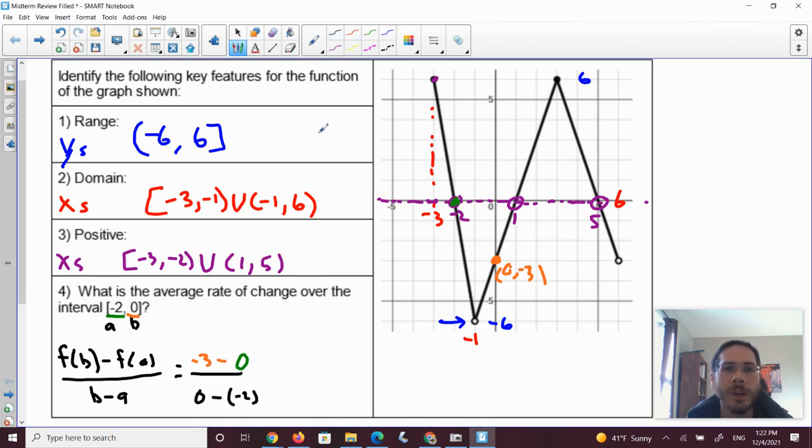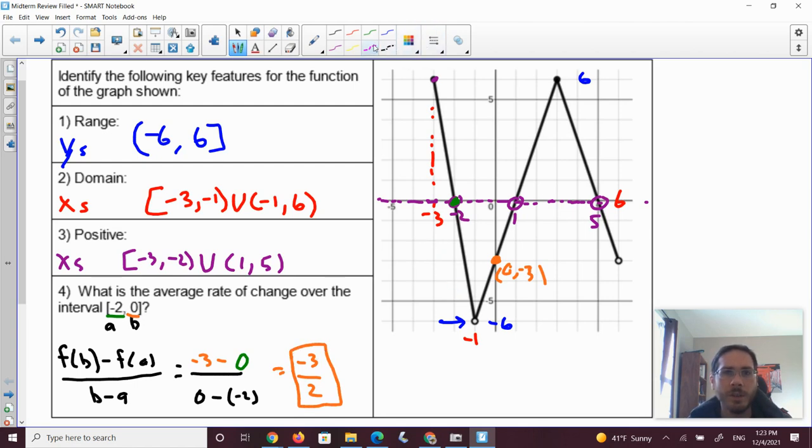So when I simplify, -3 minus 0 is -3. 0 minus -2 is like 0 plus 2, so that's 2. And we can leave it like that. We can just leave it as a fraction, and that's good. So it's like a slope.